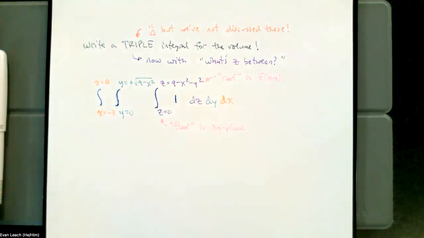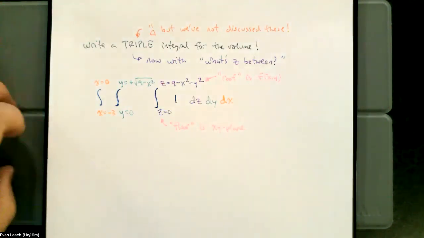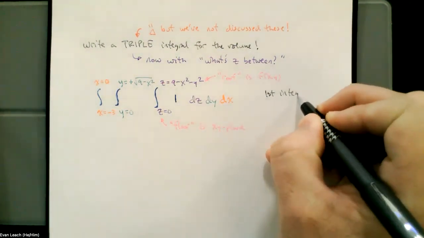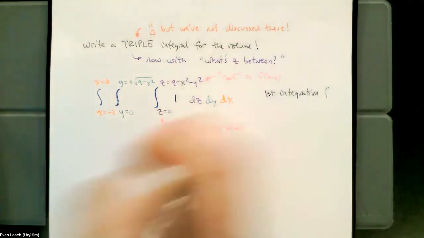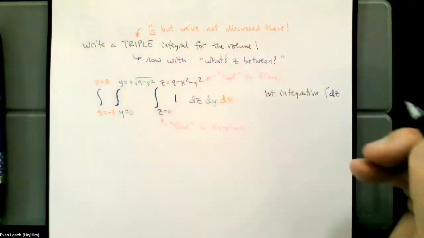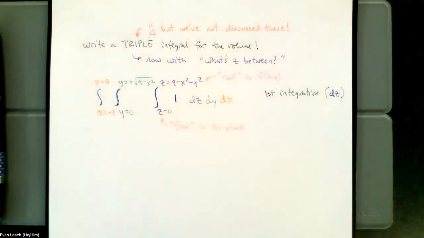So we could also just adapt our previous one. Now notice the first thing that happens when we integrate this function. We integrate this 1, we get Z, and then we plug in the endpoints. Our function, 9 minus x squared minus y squared minus 0. So it works out. With the first integration, dz, this becomes our double integral.